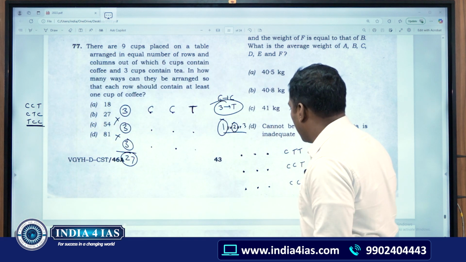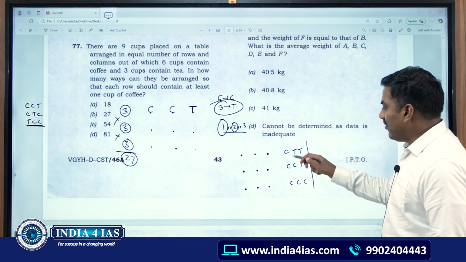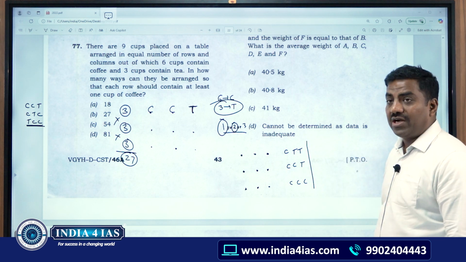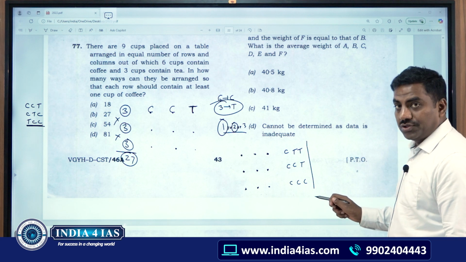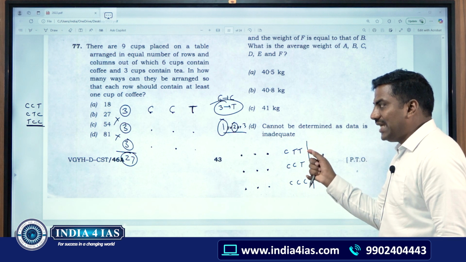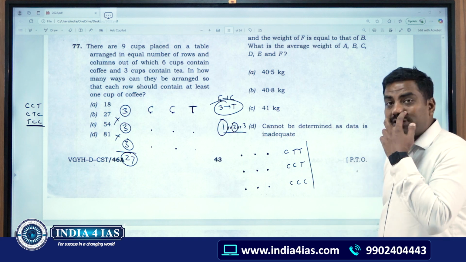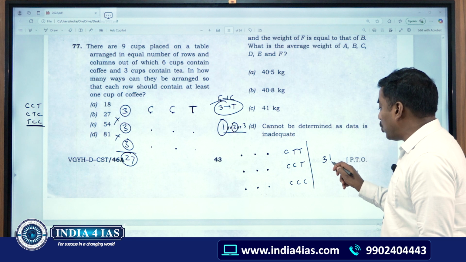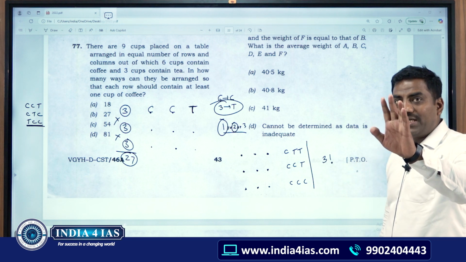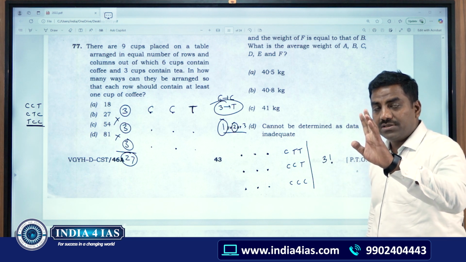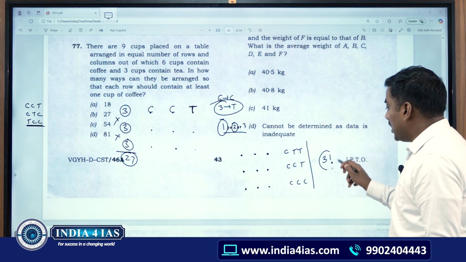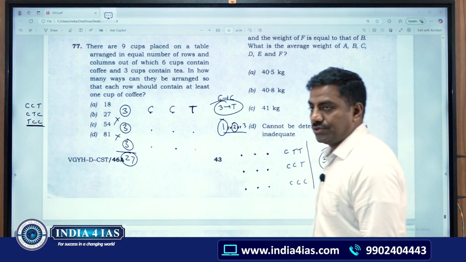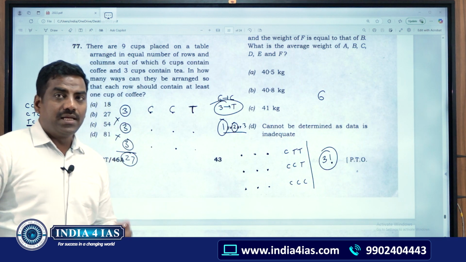So first of all, let us look at how many ways we can arrange like this. This row can come here, this row can go there. All 3 are different rows. I am not interchanging the teas and coffees, I am changing the rows themselves. So totally 3 factorial ways I can arrange the rows, which is 6 ways of arranging the rows.